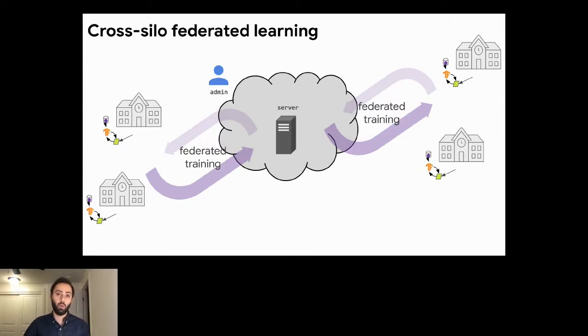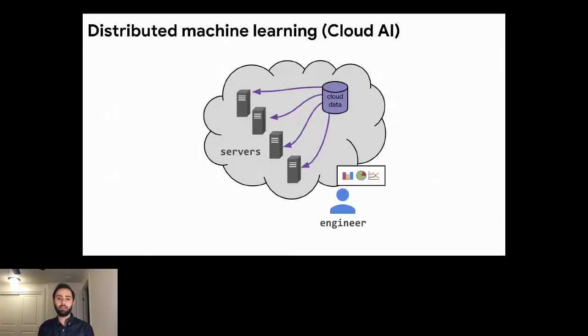Now, you may have seen in the classical setting of machine learning this terminology, cloud AI or distributed machine learning. And this is essentially, until today, one of the main ways of training models and AI in the cloud. So here, what I'm showing you on this slide is data that has been acquired by the service provider. And there's an engineer at the company that wants to build a model to improve a service.